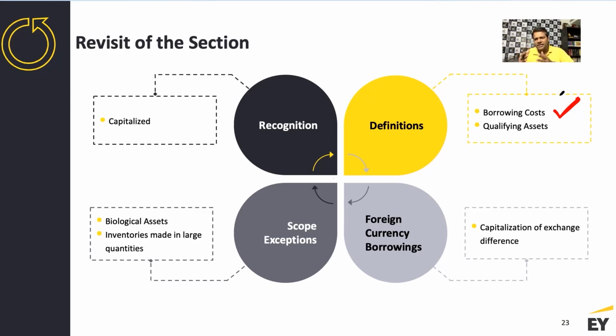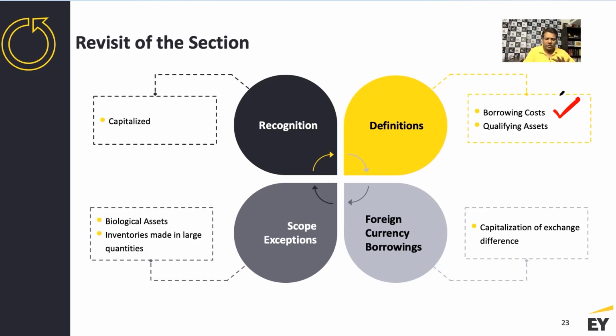We also talked in detail that if there is a foreign currency borrowing and you incurred an exchange loss, whether unrealized or realized, such exchange loss, to the extent of interest saved if you were to compare this with your potential domestic borrowing, is also eligible to be considered as part of your overall borrowing cost.